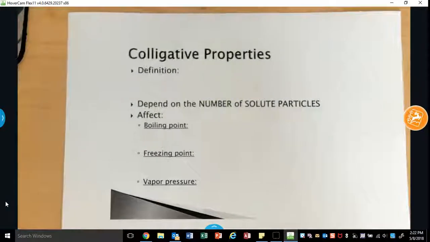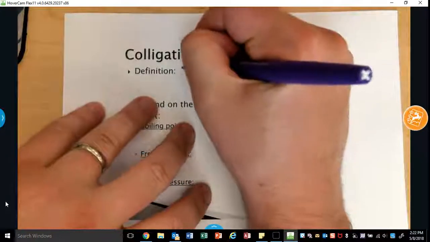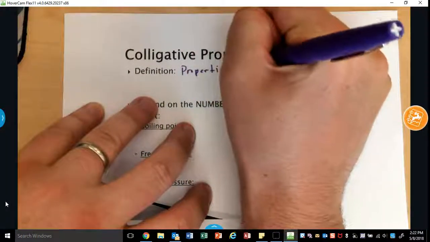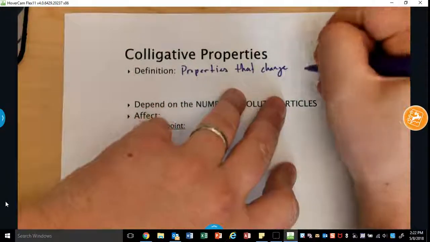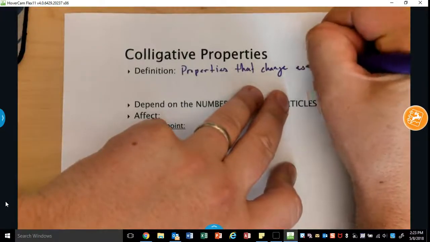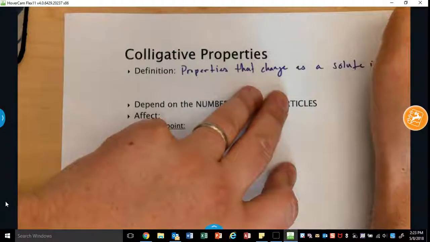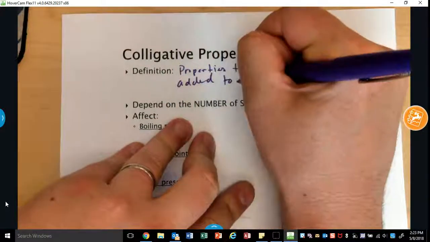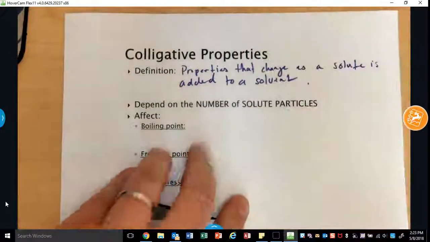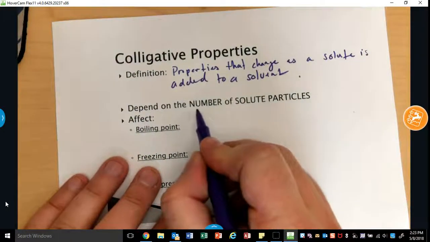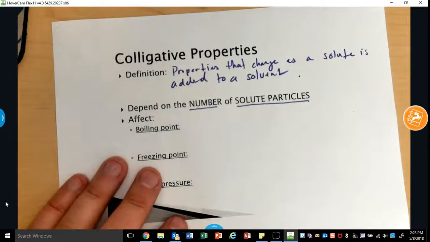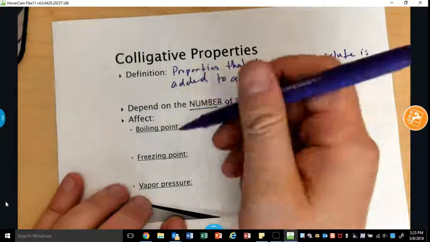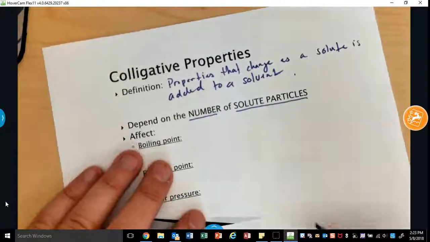Finally, colligative properties. Colligative properties are properties that change as a solute is added to a solvent. Colligative properties will always depend on the number of solute particles that you add. So if you add more solute particles, you'll have a greater effect. Let's look at 3 different colligative properties: boiling point, freezing point, and vapor pressure.